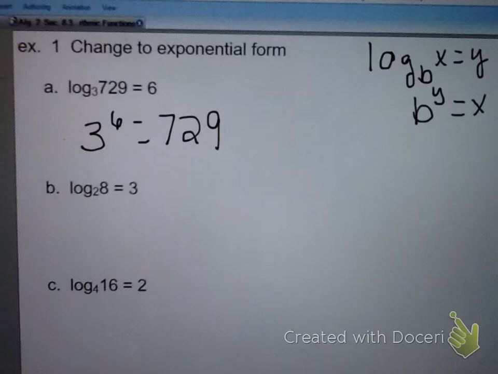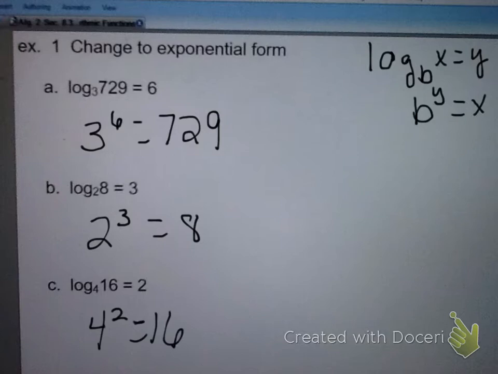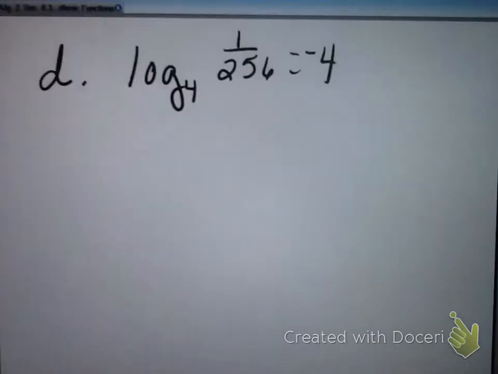Example B, log base 2 of 8 is equal to 3. That's 2 to the 3rd power is equal to 8. And example C, log base 4 of 16 is equal to 2. That's 4 to the 2nd power is equal to 16. And example D, log base 4 of 1 over 256 is equal to negative 4. So that's 4 to the negative 4 power is equal to 1 over 256.